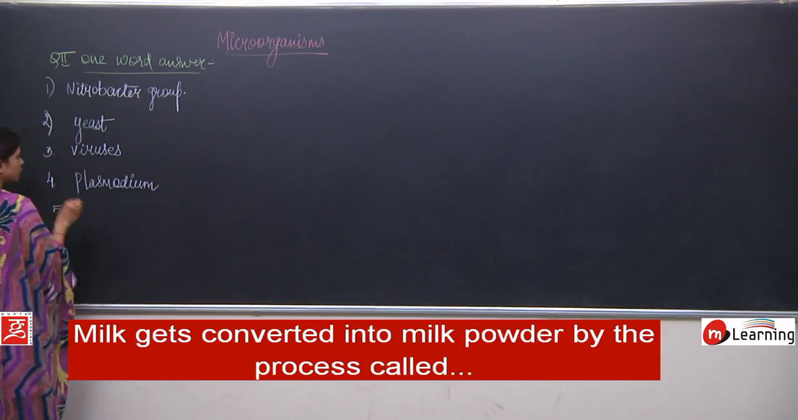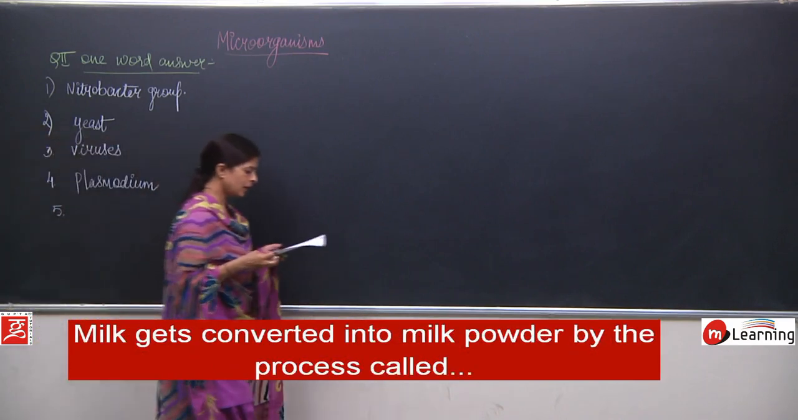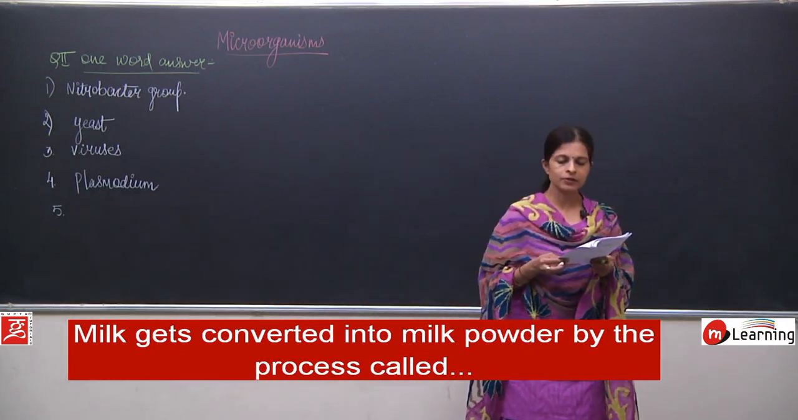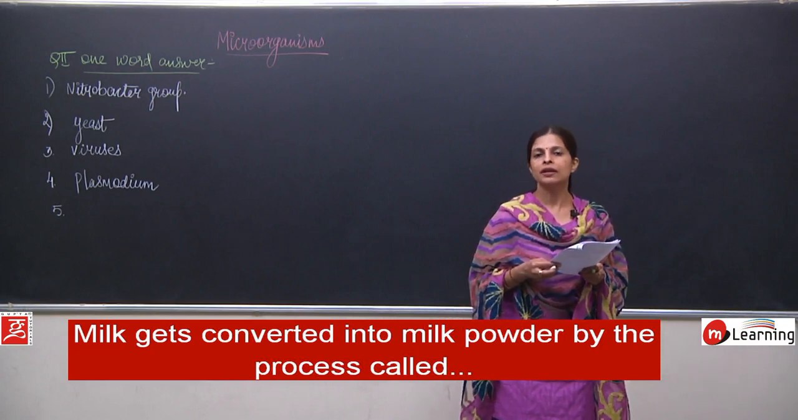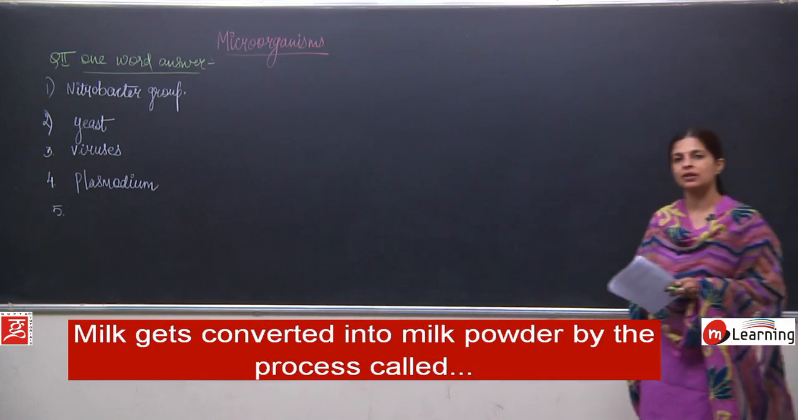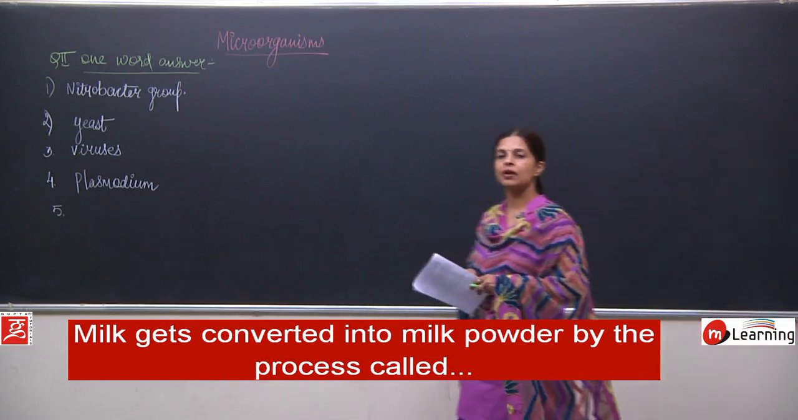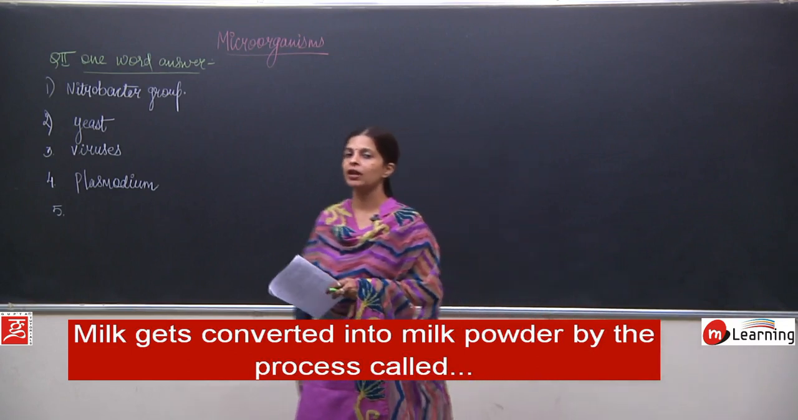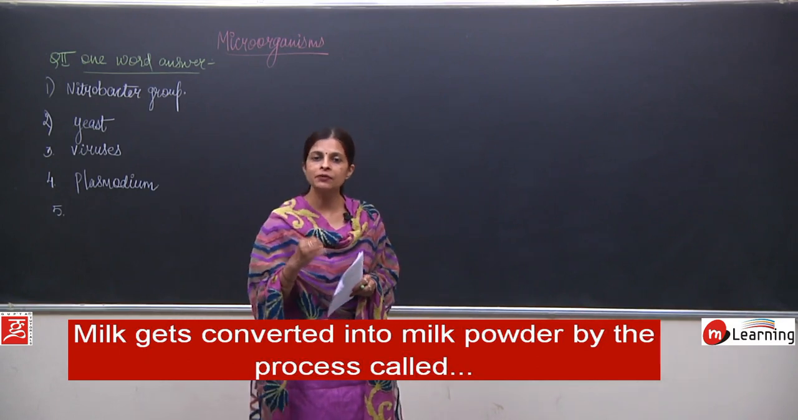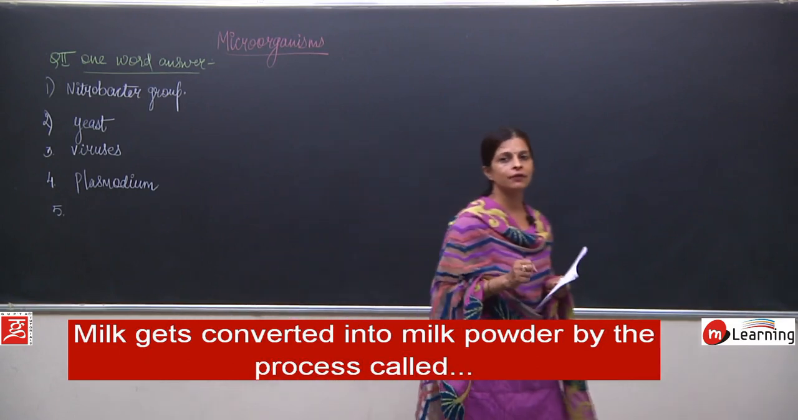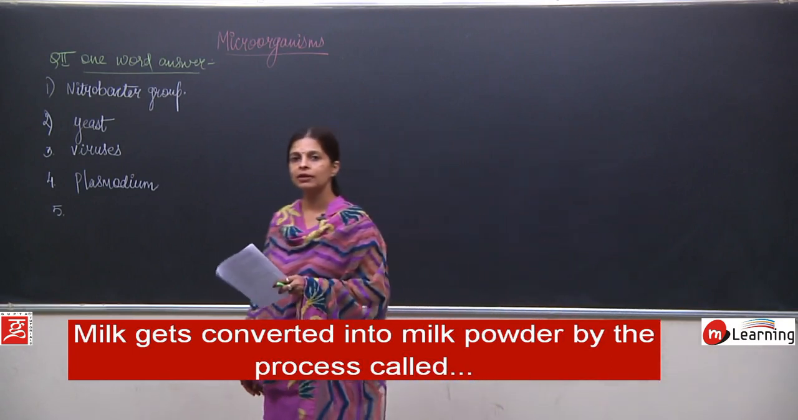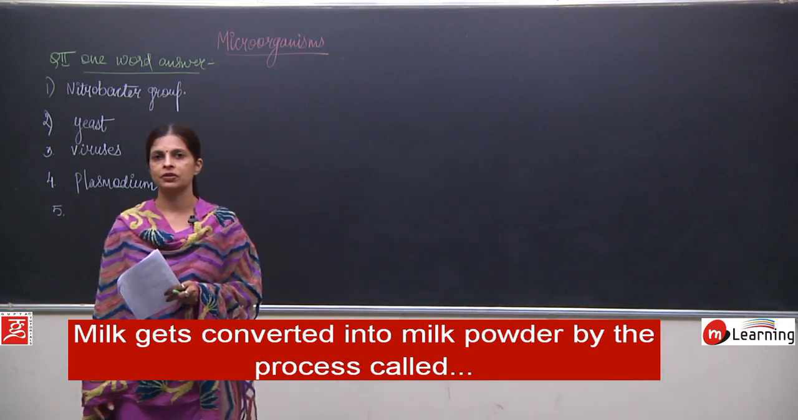Now we'll talk about the fifth one. Milk gets converted into milk powder by the process called, we have discussed this also, that there are certain processes through which the food can be preserved. Mainly if you need to preserve food, what has to be kept away? Moisture has to be avoided. It is very, very important to keep moisture away. And in a similar way, we discussed many of the methods of food preservation.